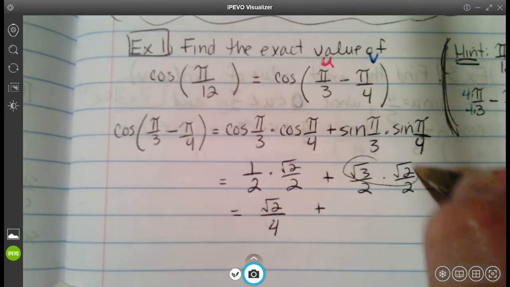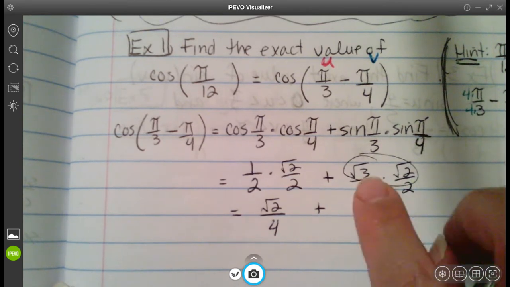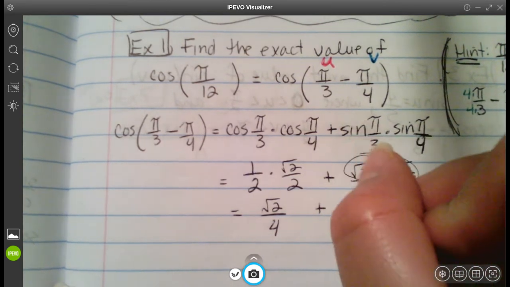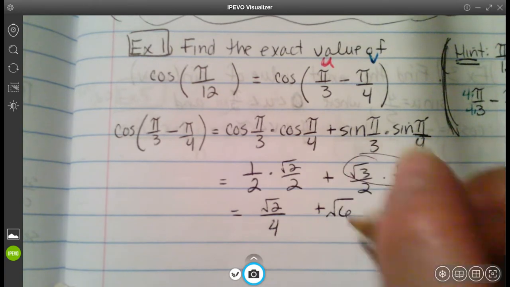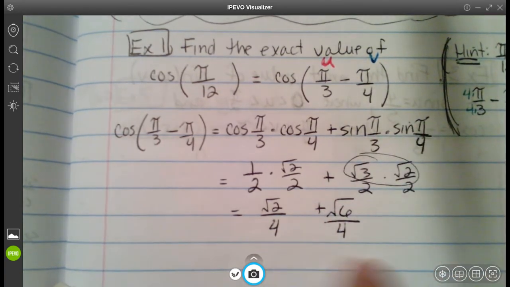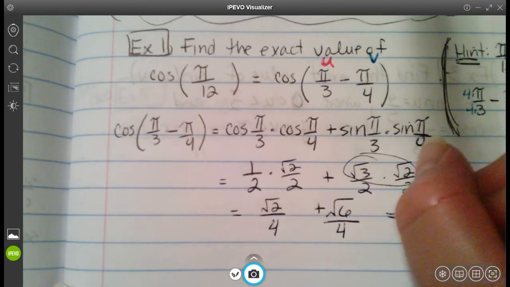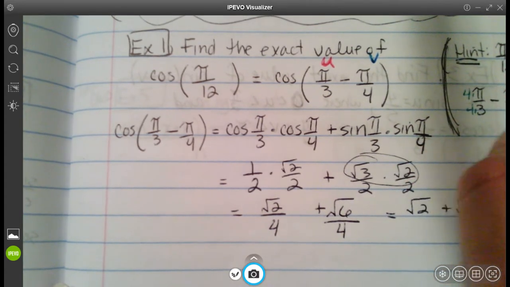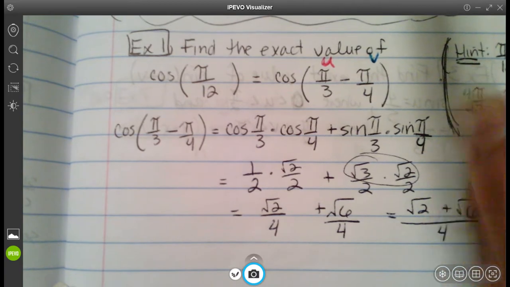When you're multiplying two roots like this, basically you just multiply the inside. So 3 times 2 is 6. So square root of 6 over 2 times 2 is 4. They have the same denominator, so my answer is square root of 2 plus square root of 6 over 4.